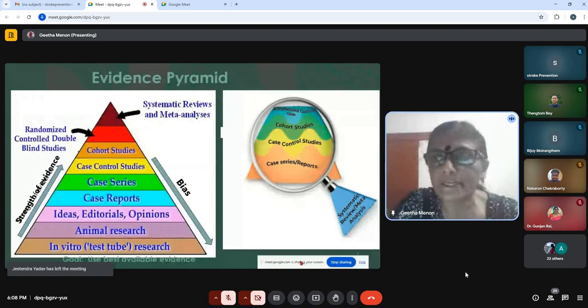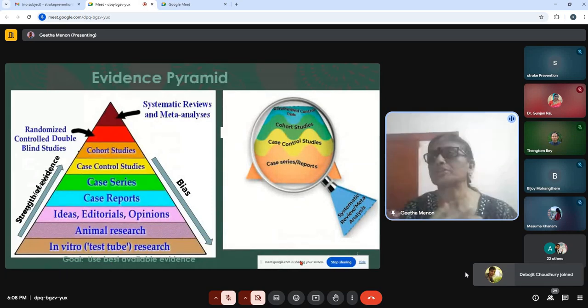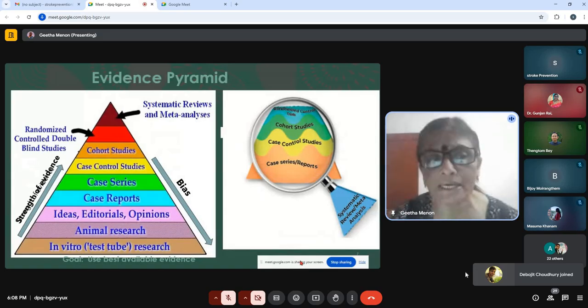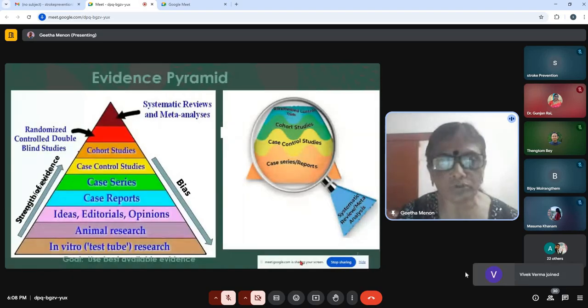And every step of this process generates more and better quality of evidence, which culminates into the best form of evidence, and that is called the randomized control trial. A randomized control trial is an experiment of interventions on individuals, on patients, which generates the best possible evidence. And on top of the randomized control trial is a systematic review.